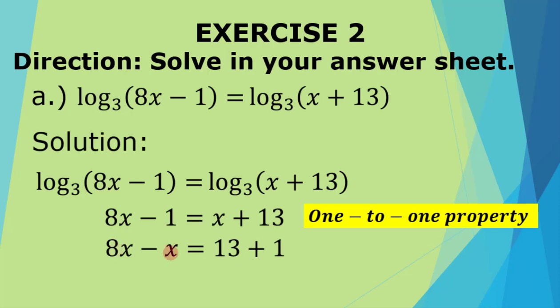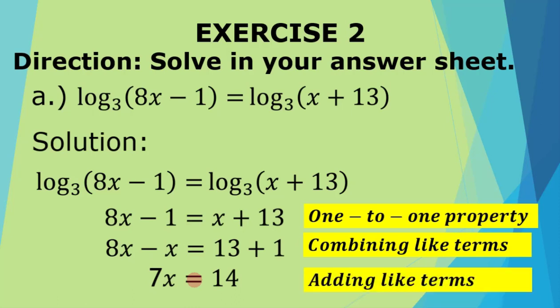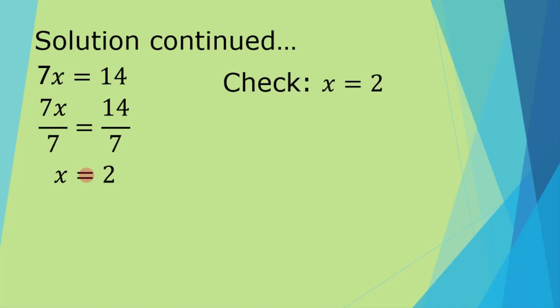So we have 8x minus x equals 13 plus 1. We have to combine like terms, and we have 7x equals 14. The reason is adding like terms. Then we continue: 7x equals 14. Dividing both sides by 7 will give us x equals 2.